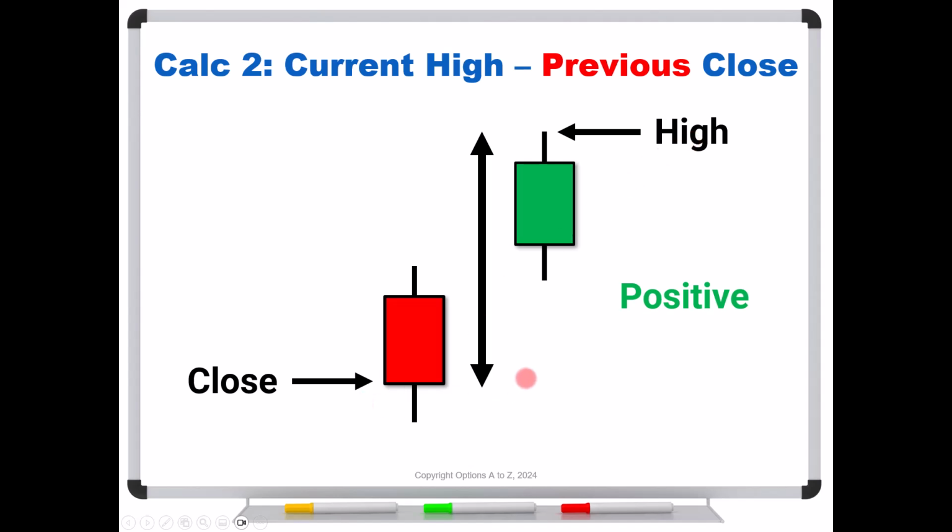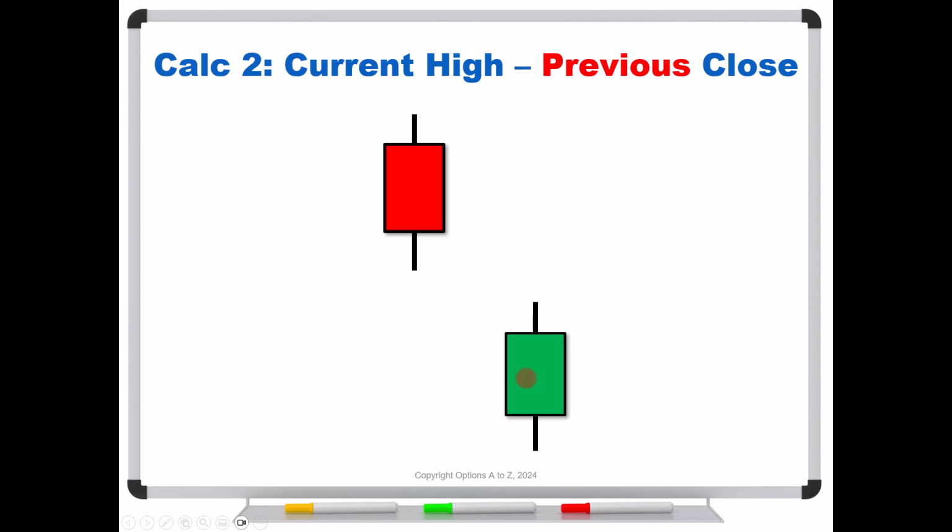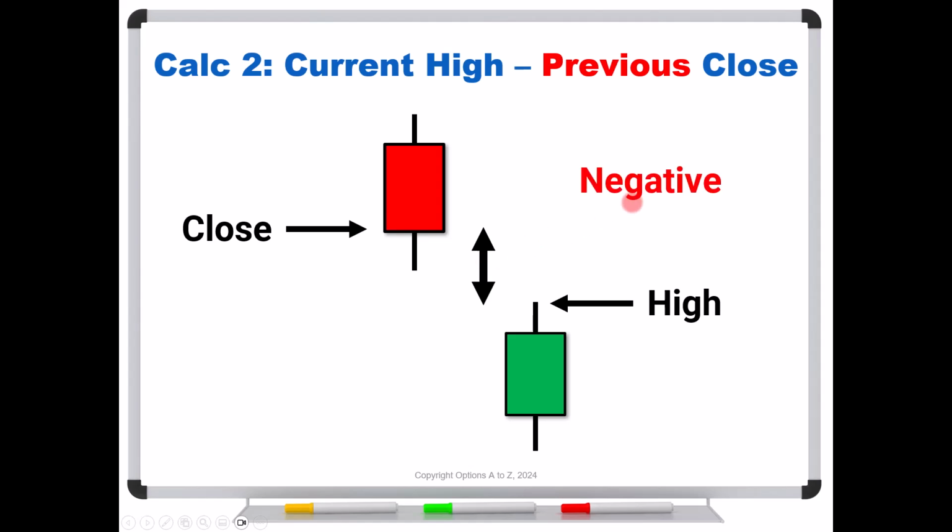But for calculation 2, we could also get something like this. Maybe we got a gap down. So here's today's high minus yesterday's close. And so now we're looking at this distance in here, but it's a negative number. See, this number here is below this one. So this number minus this would give us a negative number. But again, Wilder is saying don't worry about the negatives. Let's just pretend it's positive by taking the absolute value.